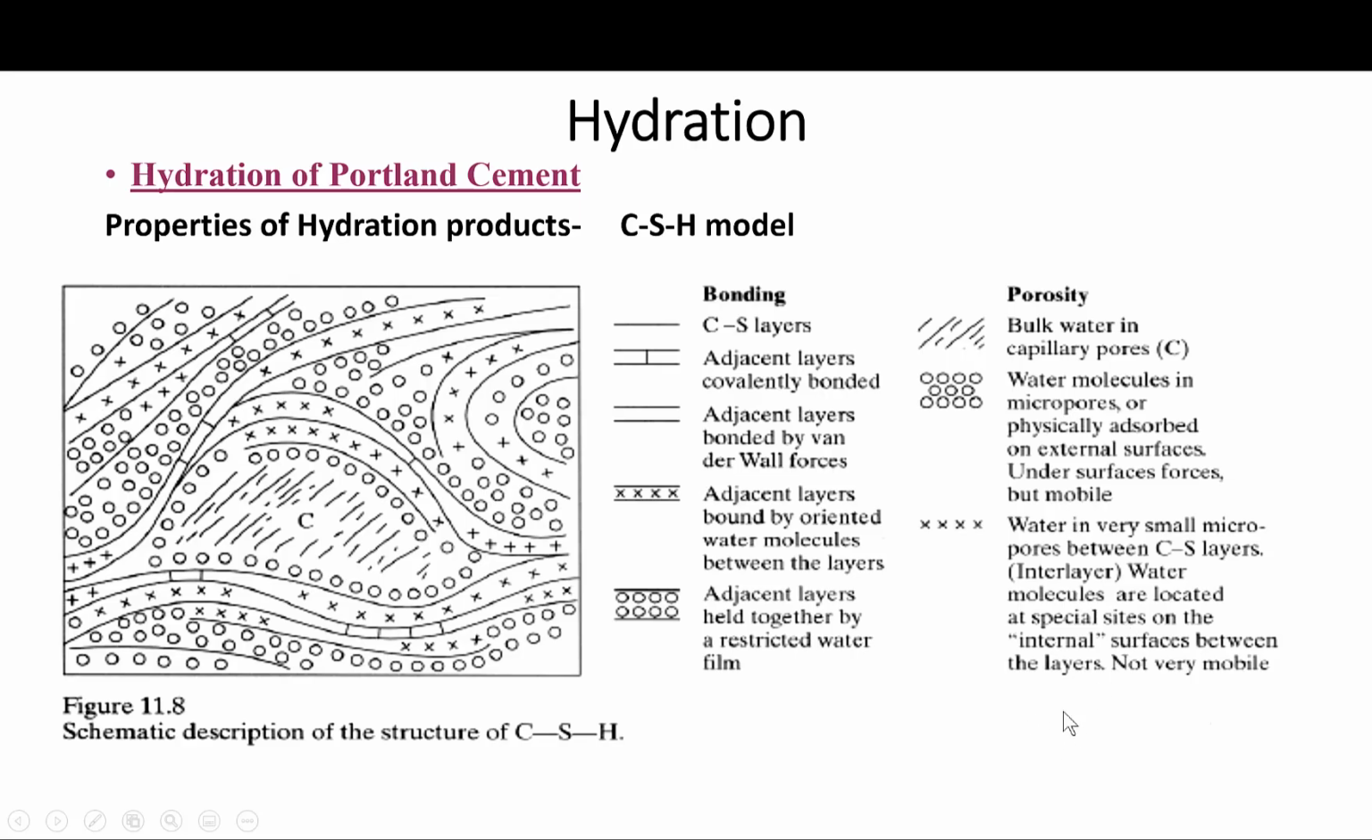The X's represent water in very small micropores between the calcium oxide, silicon dioxide layers, or interlayer water molecules. These are located at special sites on the internal surfaces between the layers, not very mobile. Don't worry, we will talk about this in the microstructure lectures. There are more details coming up. I'm just mentioning them here so that you get introduced to the terminology.